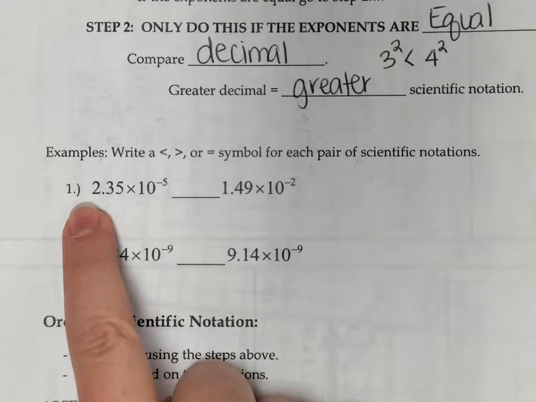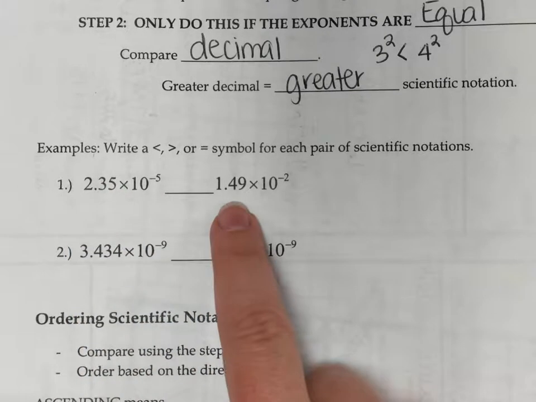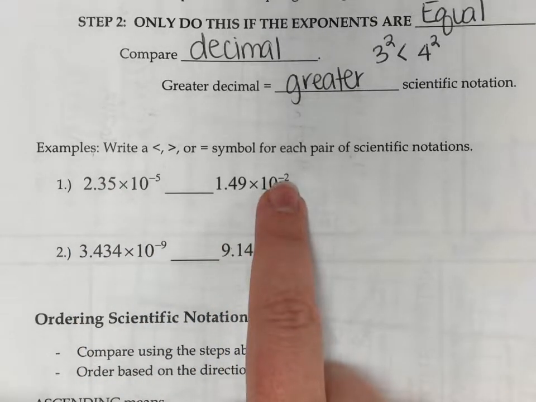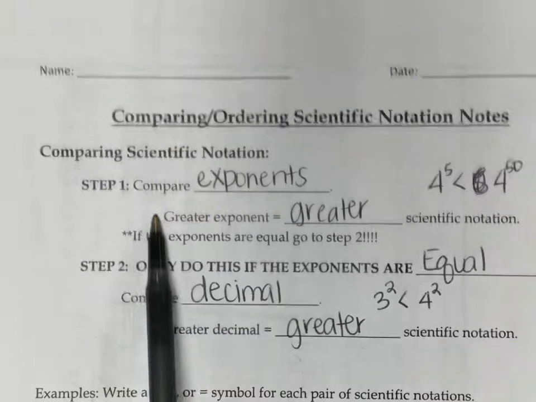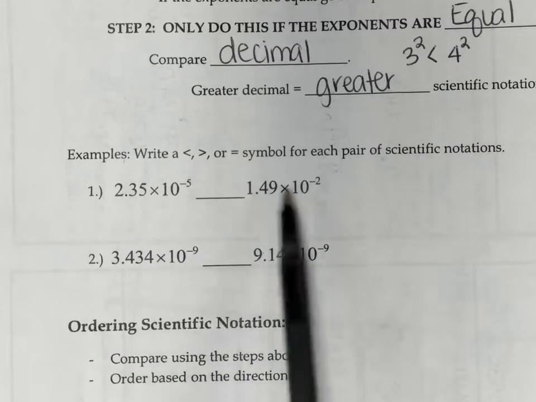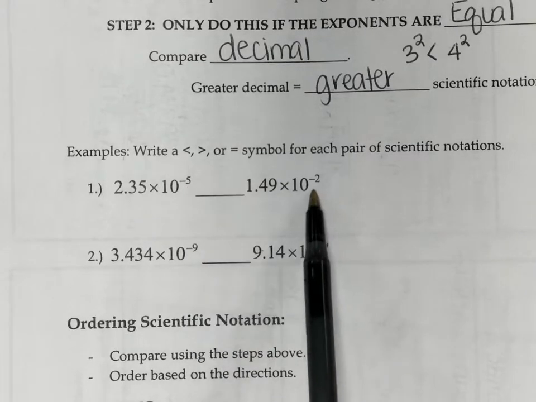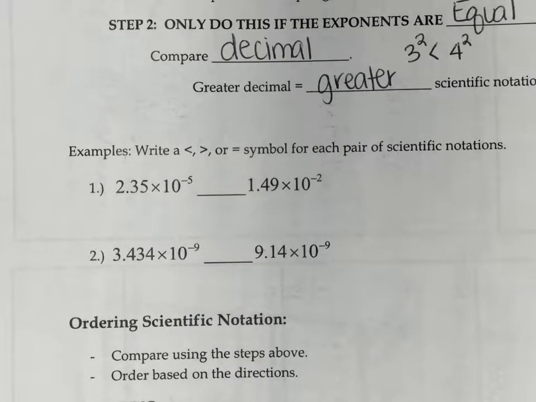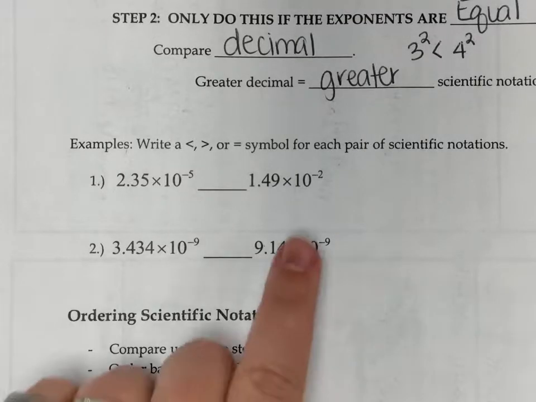So look at number 1. We have 2.35 times 10 to the negative 5th, and 1.49 times 10 to the negative 2nd power. When we have negative exponents, I kind of lose some people here. So first of all, step 1, compare exponents. Are these two exponents equal? No. But we've got to figure out which one's bigger, negative 5 or negative 2. Negative 2. Y'all are so good. It's closer to the 0.